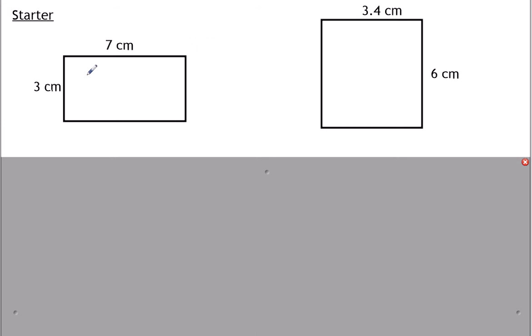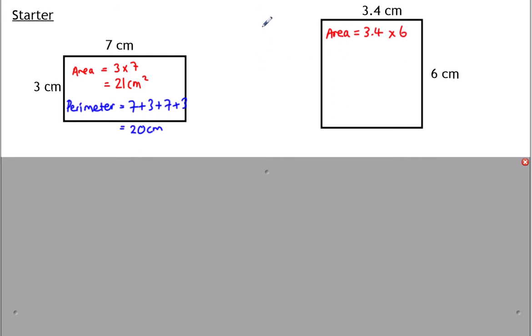Okay, so for the first one, if we're doing the area, it's length times width, so 3 times 7, which is 21, and the units are centimetres squared. And the perimeter, you add up the 4 outside edges, so 7, add 3, add 7, add 3, which is 20 centimetres for the first one. Area 21, perimeter 20.